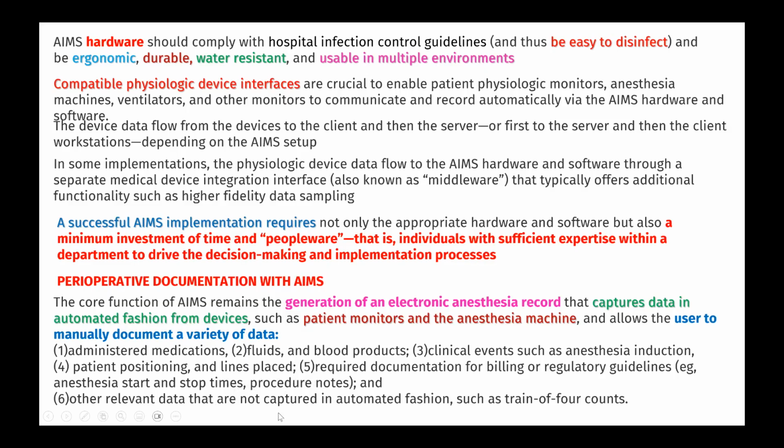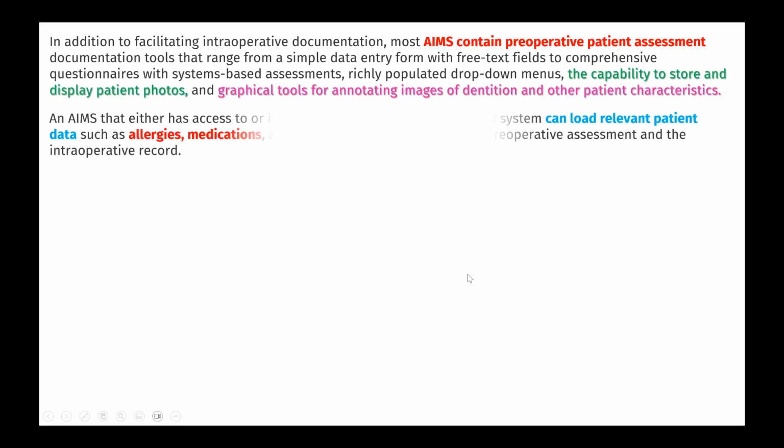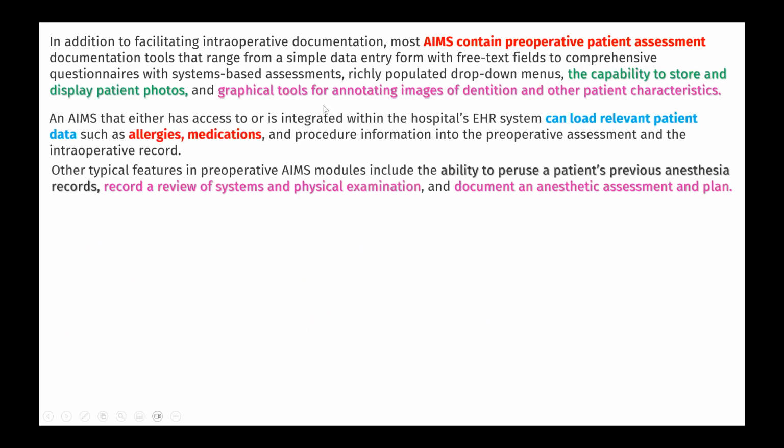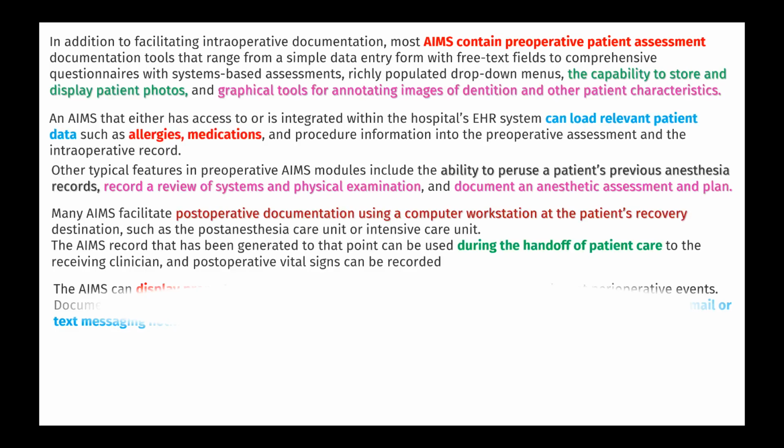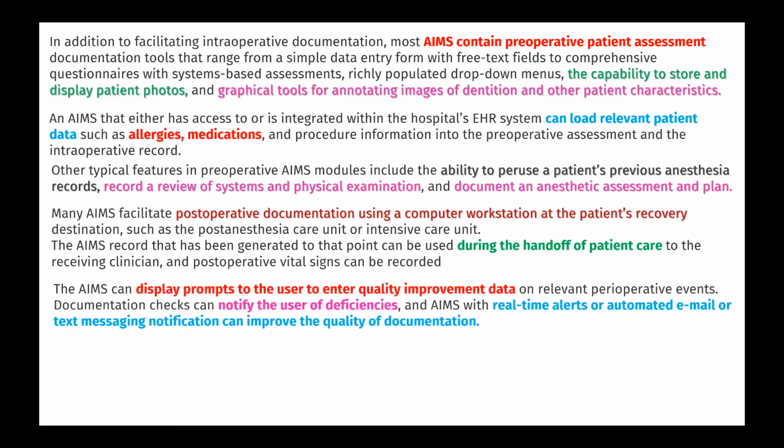And other relevant data that are not captured automatically, like train of four counts, which are used for monitoring neuromuscular blockade, also can be incorporated manually. These are all a little more detail about that. And you can get all the allergies and medications being used incorporated in the AIMS. So it is more or less like total information on the patient, which is documented automatically without manual interference.